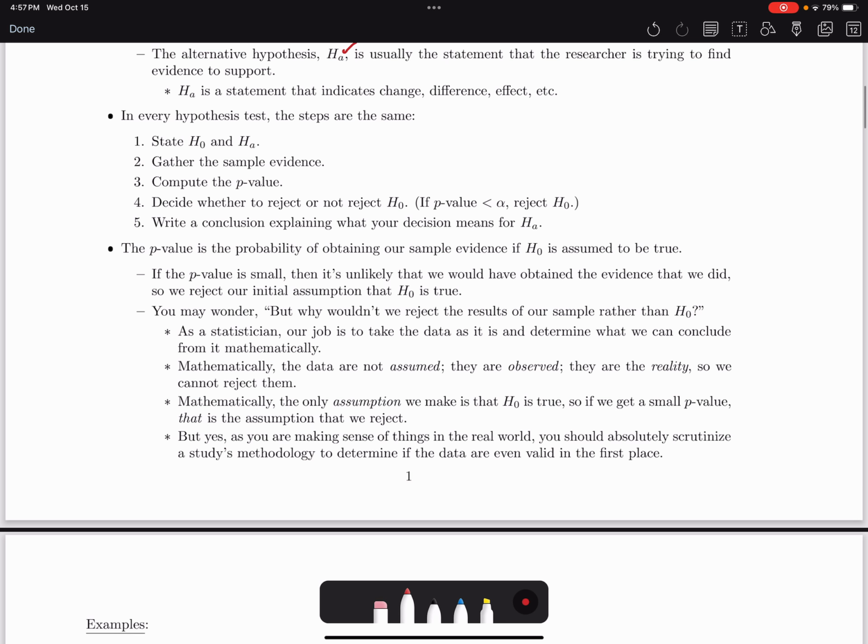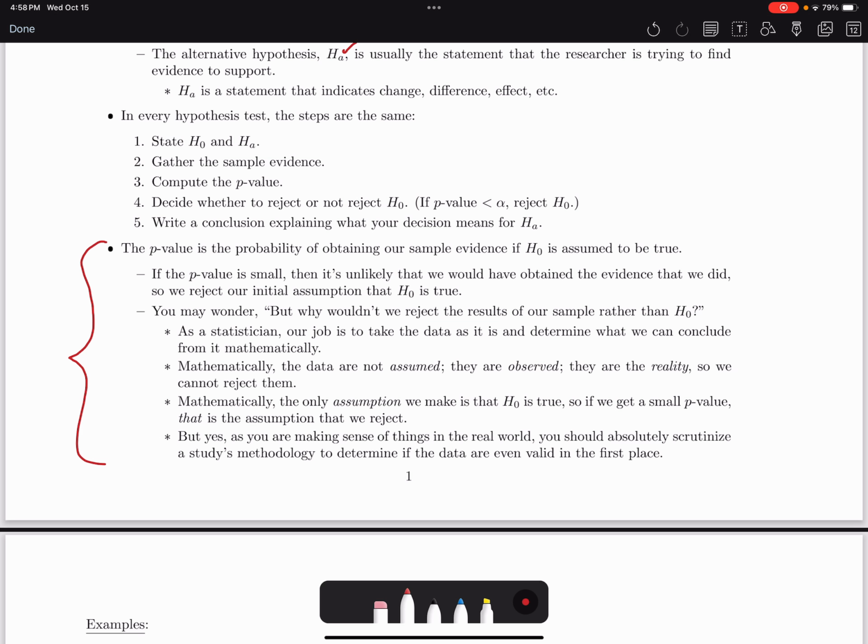So this stuff we've talked about a second ago. P-value is the probability of obtaining our sample evidence if the null hypothesis is assumed to be true. Now, one question that comes up sometimes is, well, hold on a second. Why do we reject the null? Maybe what's actually happening is that we're getting a strange result with our p-value because the sample evidence we collected is strange.